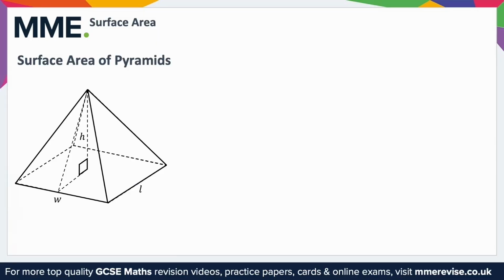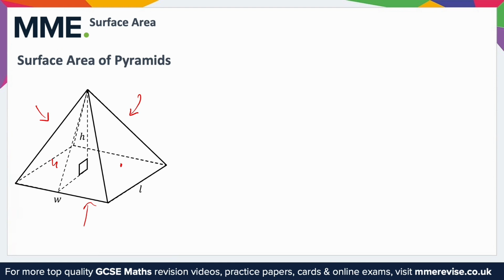The surface area of a pyramid is the sum of the areas of the base and all of the triangular sides. So in this case, you can see this has a rectangular base, it's W by L, and then you have two pairs of triangles, this one and the one on the side here, and then the front one, and this one is the other pair, the one on the back, pairs with the front.